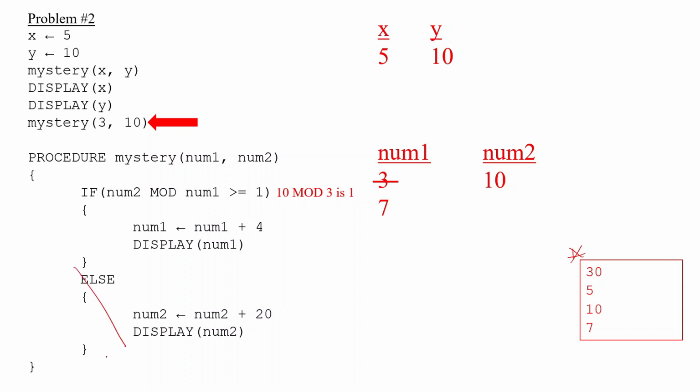I skipped the else. I've reached the end of my procedure, so I come back up here, and that was the last statement in my program. So I am done now. Okay, good stuff. So that's a procedure with parameters.